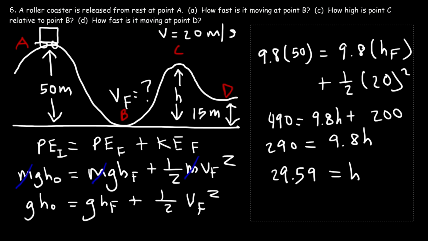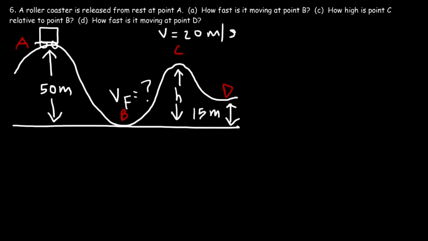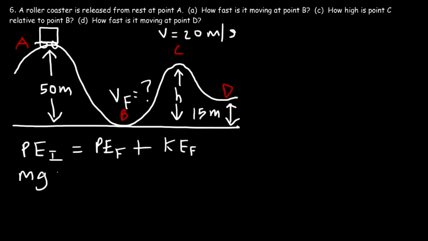Now let's move on to part D. How fast is the roller coaster moving at point D? So we're still going to use point A as our initial point. So at point A, we still have initial potential energy. At point D, we still have potential energy because it's above ground level. It has the ability to fall. And at point D, it's still moving, so it has kinetic energy. So we're going to have the same equation. mgh initial is equal to mgh final plus 1/2 mv final squared.